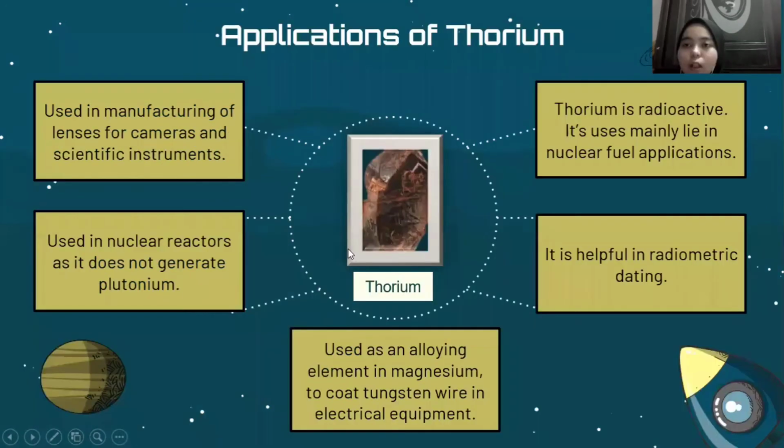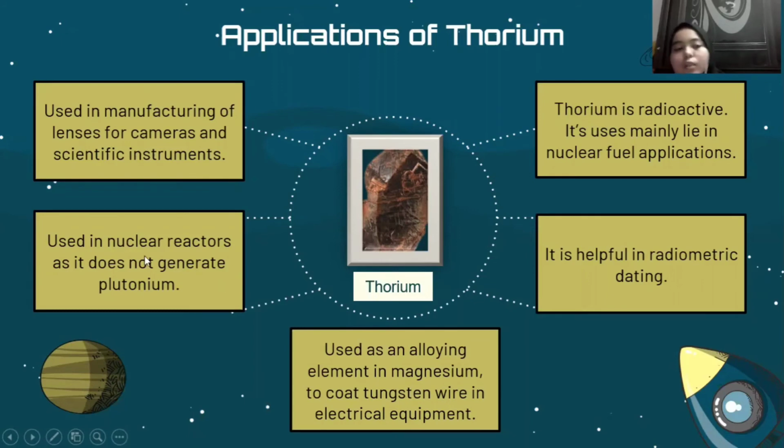Now I will explain the applications of thorium. Thorium is radioactive, so its uses mainly lie in nuclear fuel applications. Next, it is also helpful in radiometric dating. Radiometric dating is a method of dating geological specimens by determining the relative proportion of a particular radioactive isotope present in a sample. It is also used as an alloying element in magnesium and to coat tungsten wire in electrical equipment.